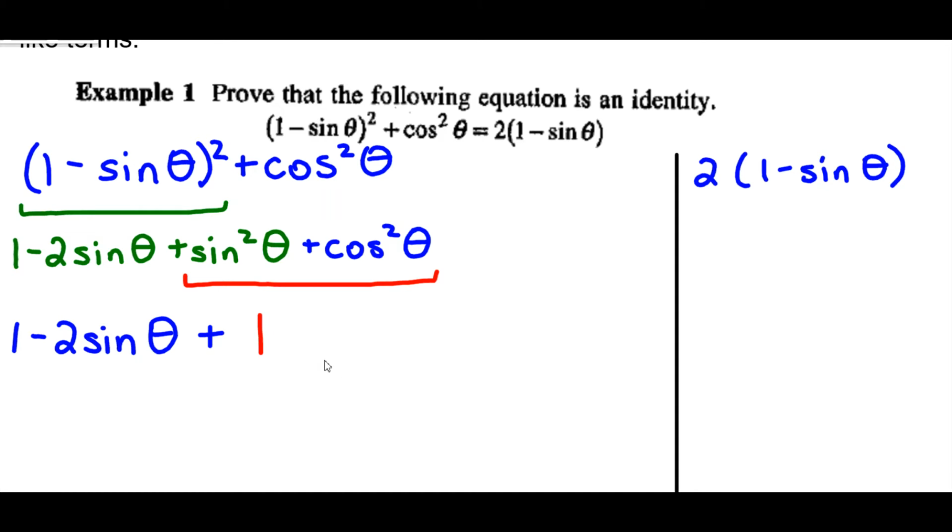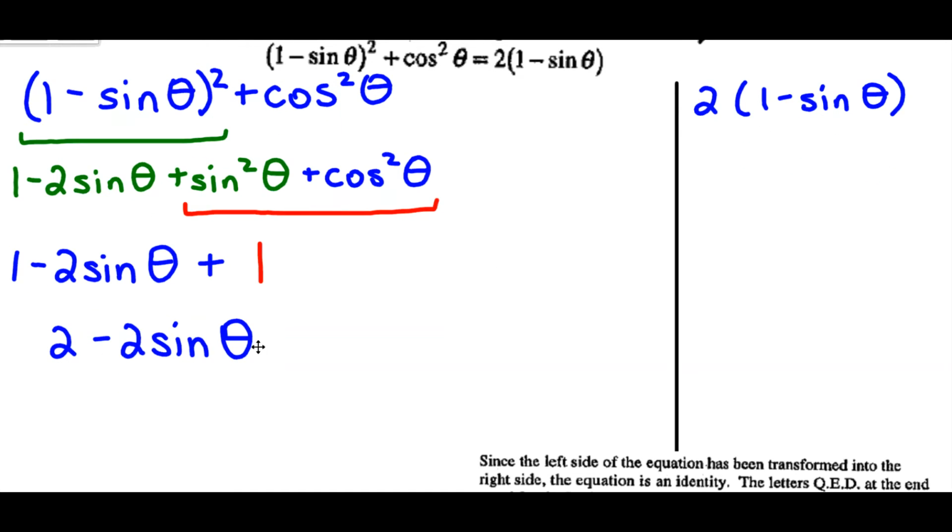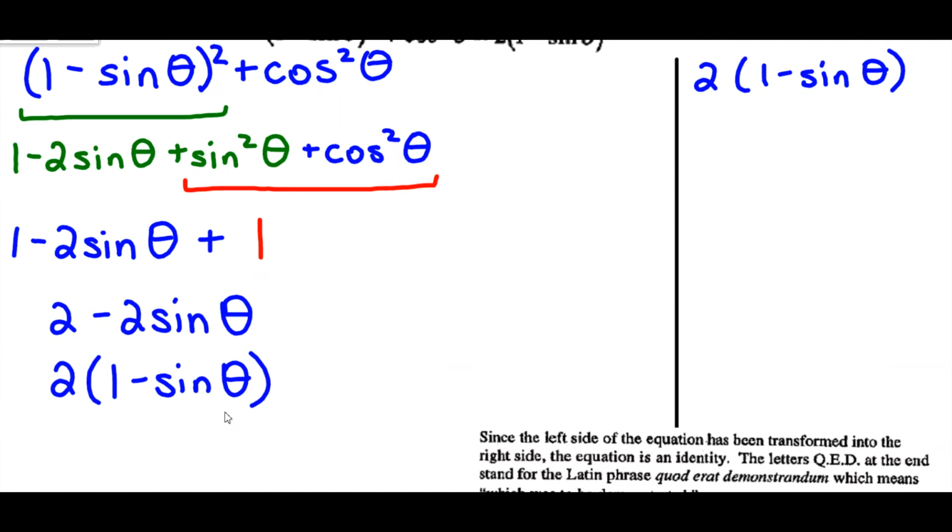Now I'm going to combine like terms. So I have a 1 plus 1. That's going to give me 2. So I have 2 minus 2 sine theta. I can factor out a 2 here. And as you can look, when I have 2 minus 2 sine theta, I'm starting to look really similar to this 2 times 1 minus sine theta. When I factor out a common 2 here, I'm going to get 2 times 1 minus sine theta. So I have successfully proven that this initial expression is the exact same as the right-hand side.